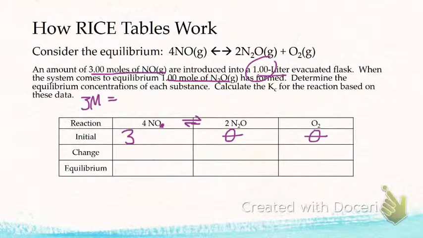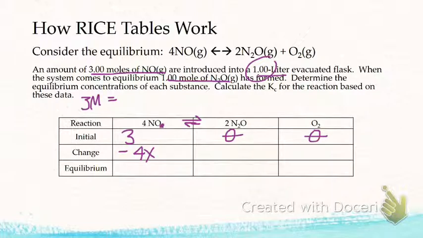So then once this reaction proceeds, what's going to happen is the NO is going to start disappearing, correct? And what's going to start appearing? The products. So we don't know how much is going to appear or disappear, so we're going to call that change x. Okay, but we have to take care of the stoichiometry from the balanced equation. So NO is going to disappear 4 times the rate that oxygen would appear because of the balanced equation. So we're going to say that the change is going to be minus 4x.